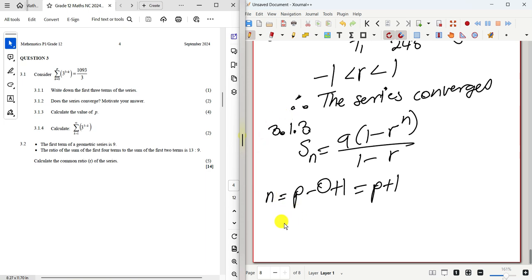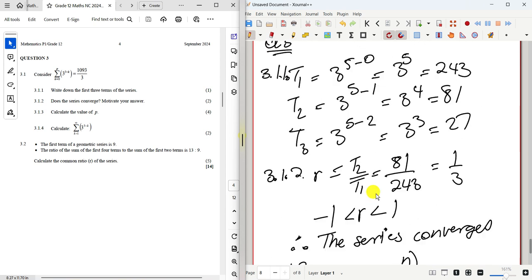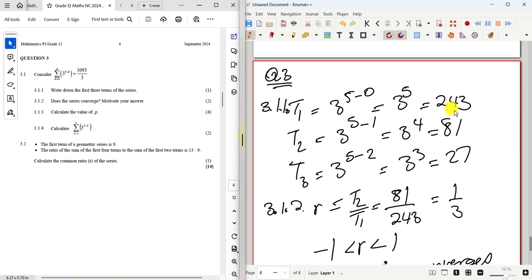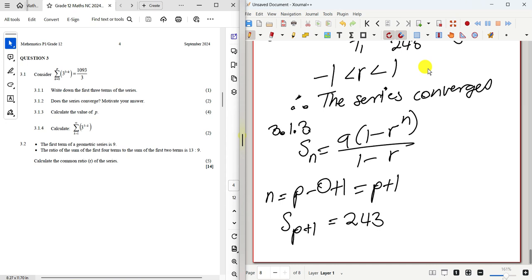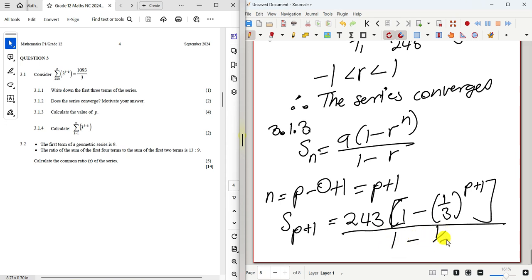So we will say the sum of P plus 1 terms is equal to, what is the first term? I think it was 243. Is that so? 3 to the 5 was 243. Do you guys recall? It was 243. What was the R? The R was 1 over 3, but to the power P plus 1, all over 1 minus 1 over 3. Right, going to the next page.